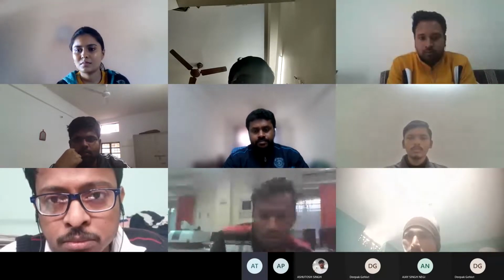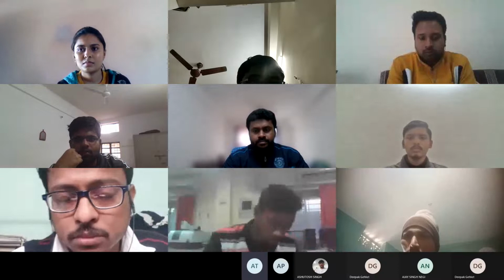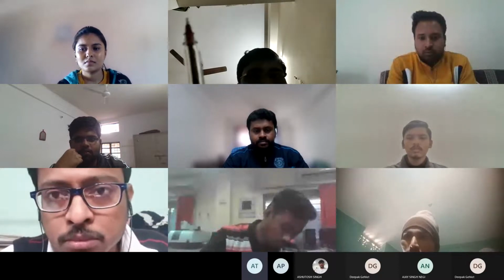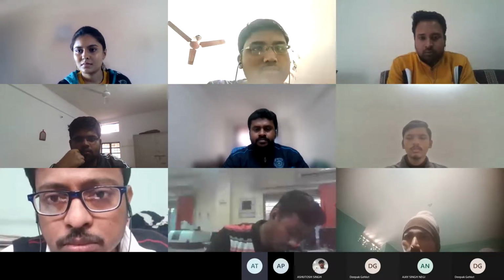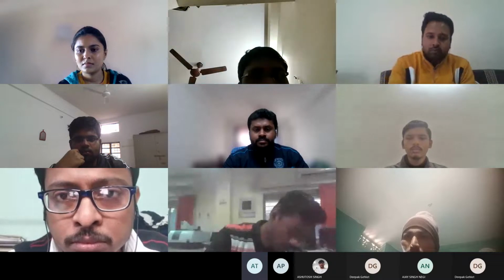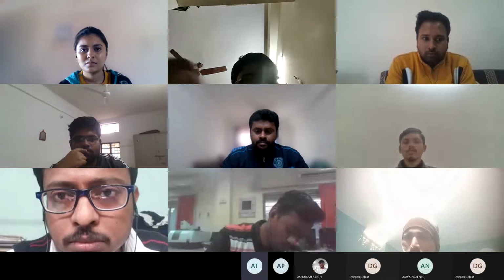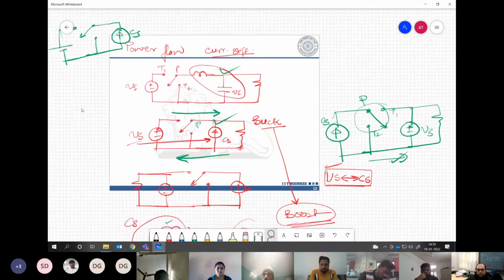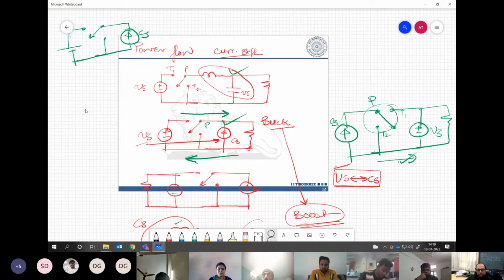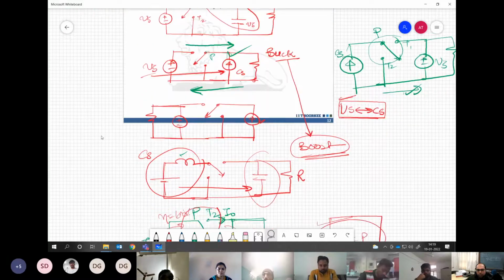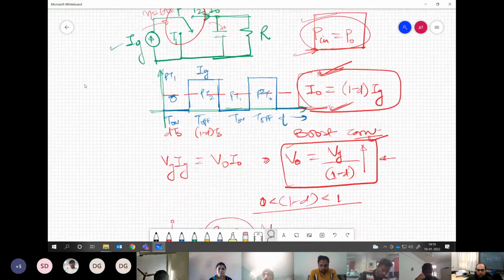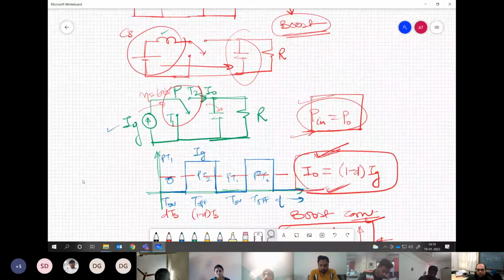Okay, so welcome to the 6th lecture of Advanced Electric Drives. So far we have seen how the buck converter has evolved, and we have also had some discussion on the boost converter. What we saw in the last lecture is that the boost converter is nothing but power flow from a current source to a voltage source, and that is how it can be visualized.